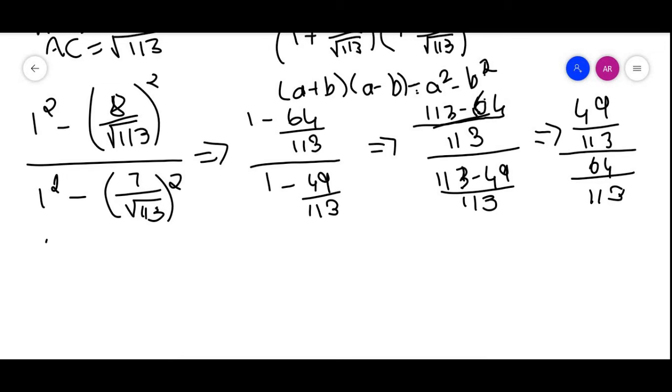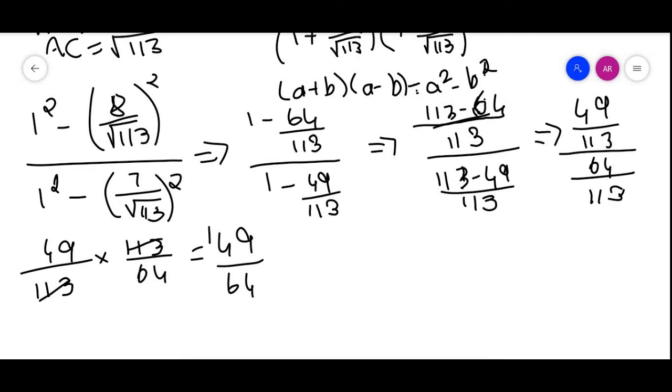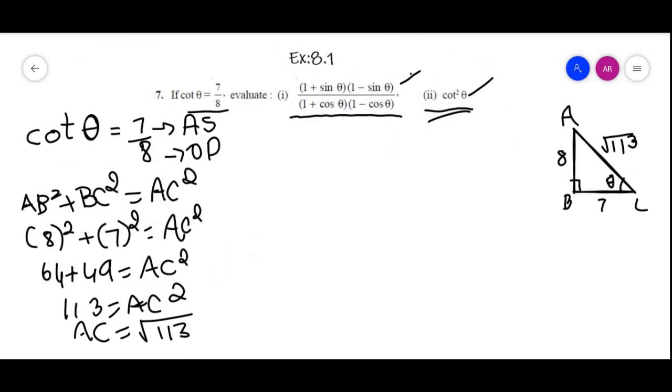So we can further simplify it and we can write it as 49 by 113. We can take the reciprocal and make it as multiplication. We can actually divide it. So we are going to write it as 113 by 64. What we are doing is that we are just dividing it. Okay. So 113 and 113 gets cancelled. And our final answer that we got is 49 by 64. That is it. We cannot simplify it further. So this is the answer that we got for our first bit. Alright. So that was the first bit. We could solve the first bit. Now let us look at the second bit.